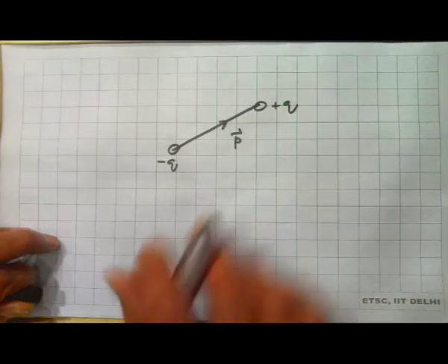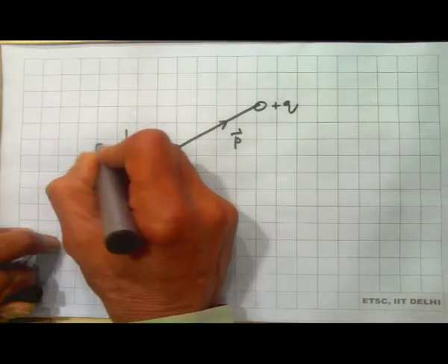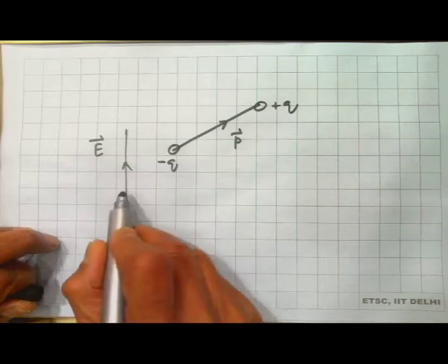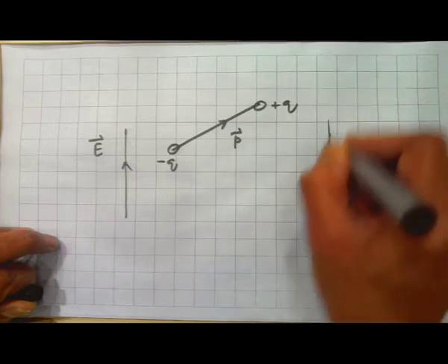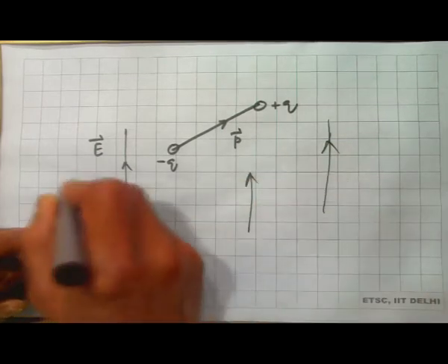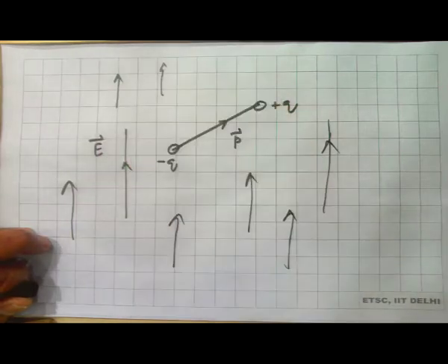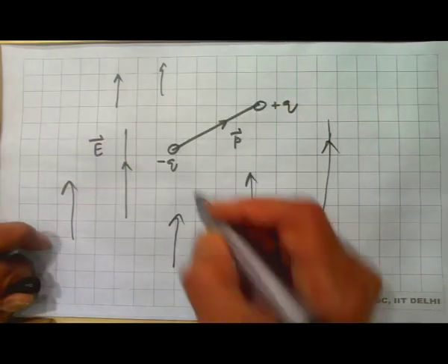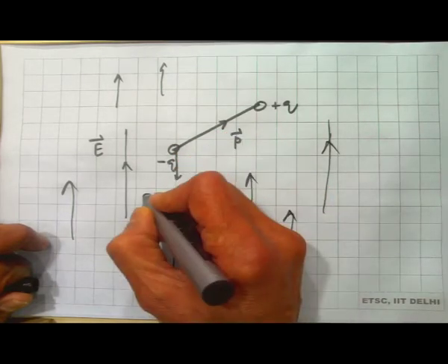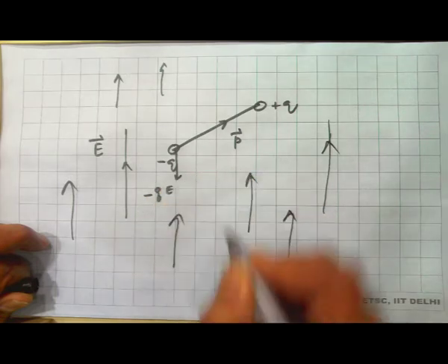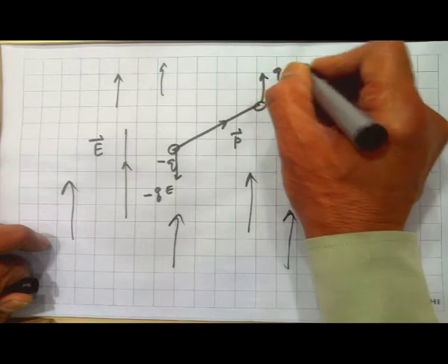Let me assume that on this dipole I apply an external electric field. Please remember, this is the external electric field, not the electric field of the dipole, but the externally applied, uniform electric field. So, E is the same everywhere, and it is pointing upwards in the figure. Now, what is going to happen? This electric field is going to have a force on the minus q charge in this direction, the force will be minus q E, and on this charge it will have a force in this direction, q E.